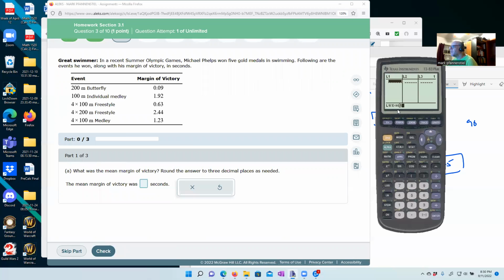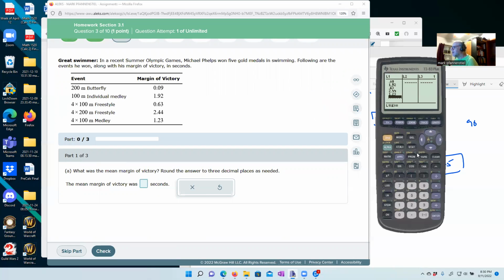So this is 0.09, enter. Okay, 1.92. Okay, 0.63. You don't need the leading 0. 2.44. Okay, 1.23. The calculator will know. So those are our 1, 2, 3, 4, 5 medals that we have.